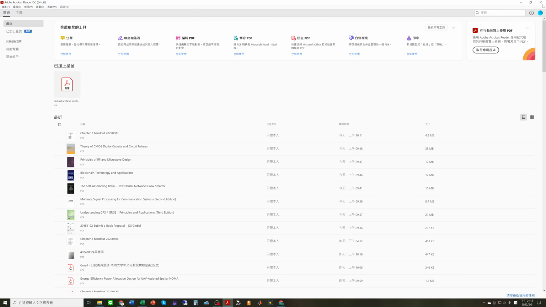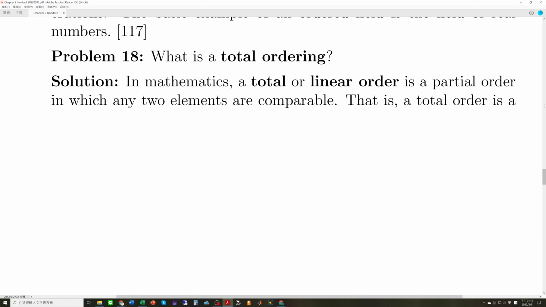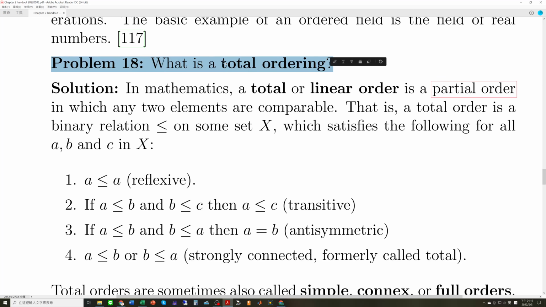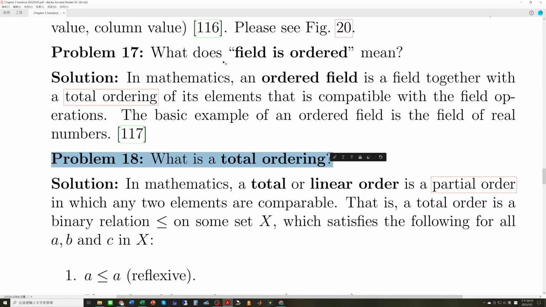Okay, problem 19. What is a partial order? Why do we need to know what is a partial order? Because partial order appears in the solution to problem 18. What is a total ordering? And why do we need to know what is a total ordering? It is because total ordering appears in the solution to problem 17. What does field is ordered mean? And why do we need to know what does field is ordered mean?